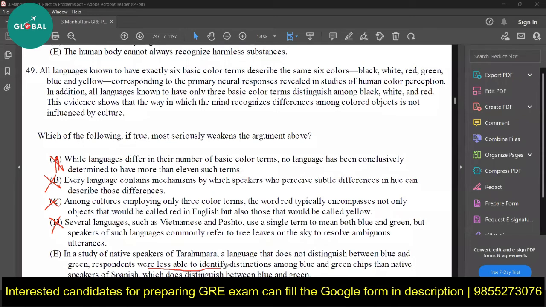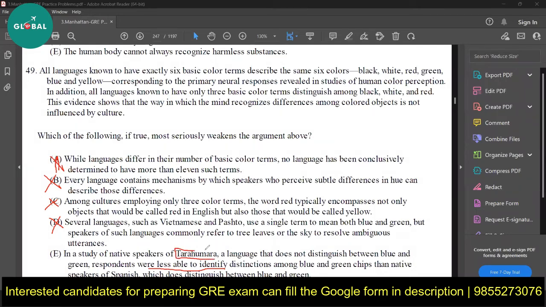So here they are talking about two languages, I mean, two native speakers. One is Spanish and the other one is Tarahumara. I don't know which one this is, but yes. So what is the context of this option? Here they are comparing two cultures.